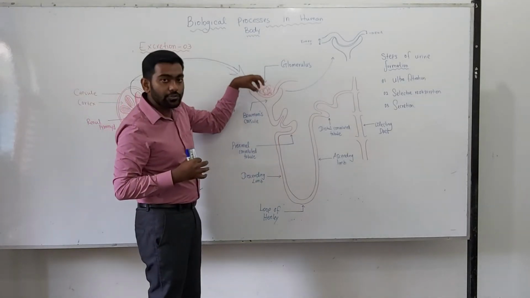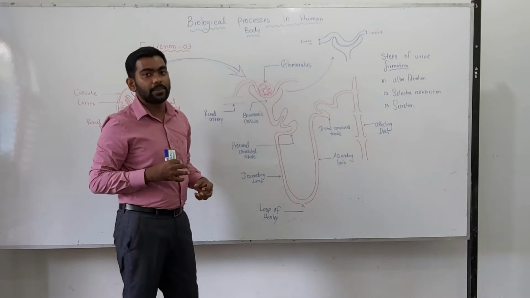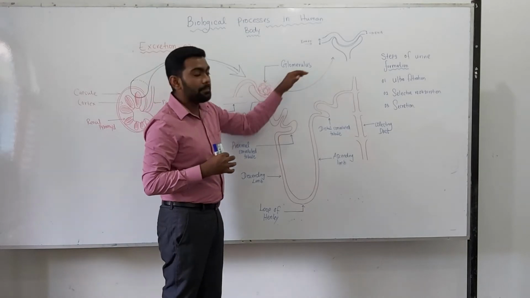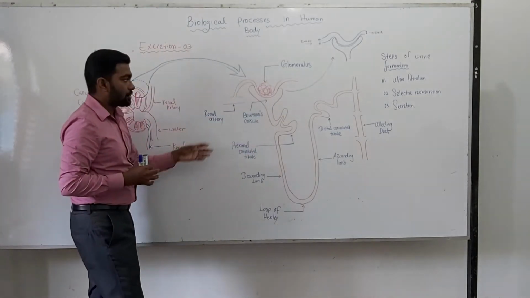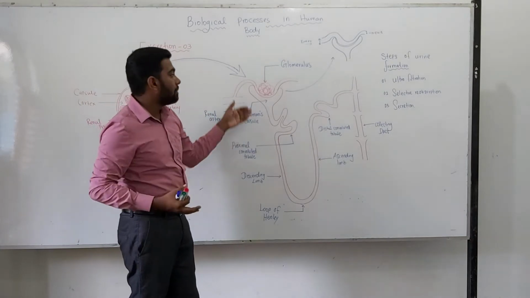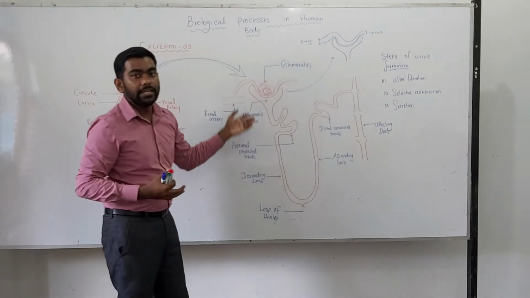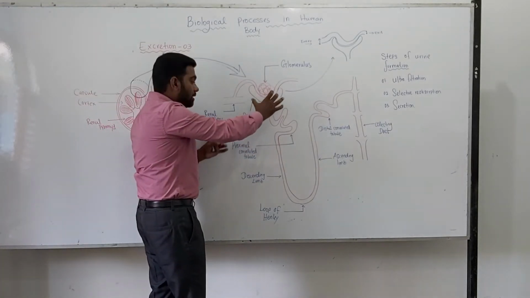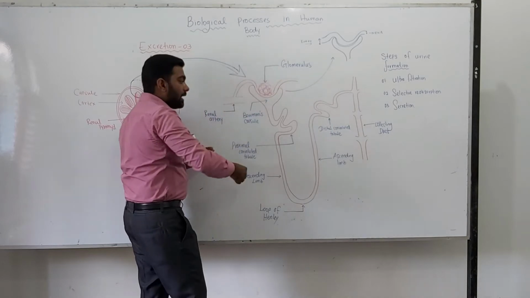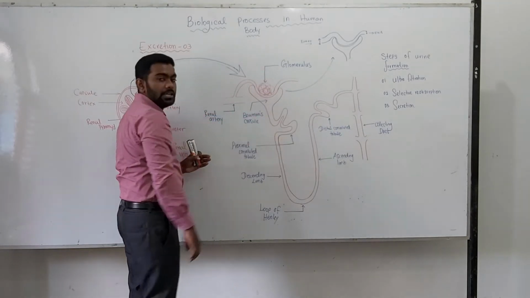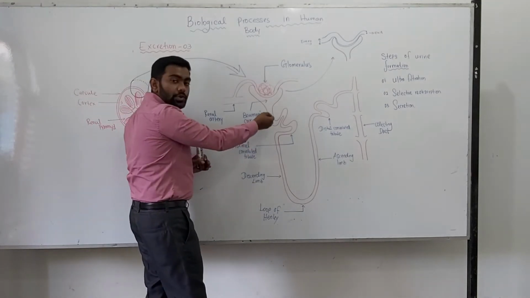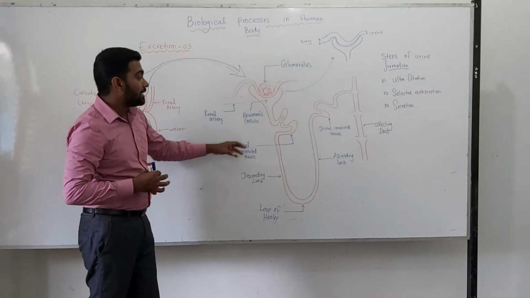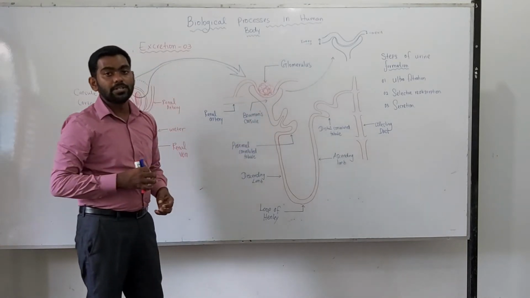After the filtration process happens in the Bowman's capsule and the blood is filtered, the filtered blood comes out as all the capillaries connect together, making the arteriole again. Now the Bowman's capsule includes the glomerulus, and it is lengthened by different tubular structures. Initially, you can see the proximal convoluted tubule is connected with the base of the Bowman's capsule.